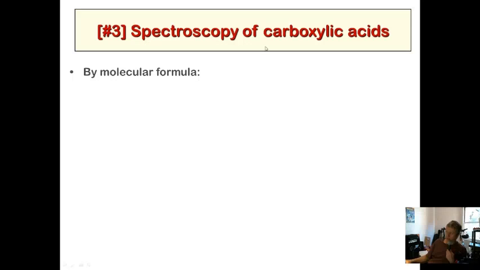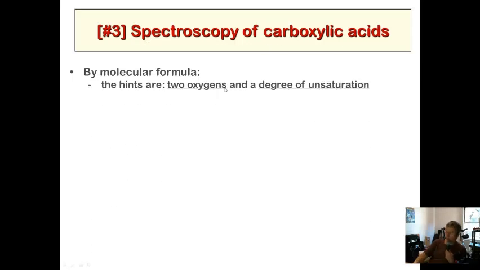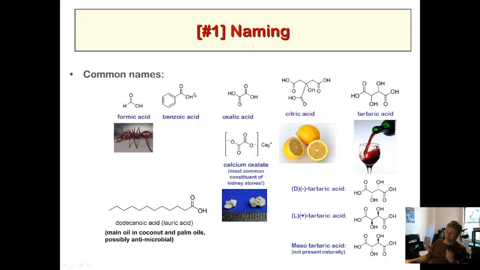Okay, spectroscopy of carboxylic acids by molecular formula. If we have a carboxylic acid, of course, there's two oxygens.